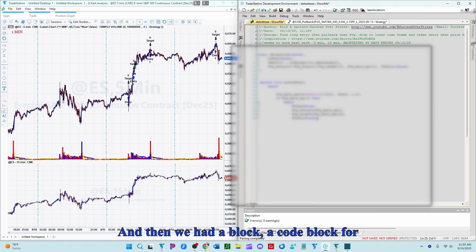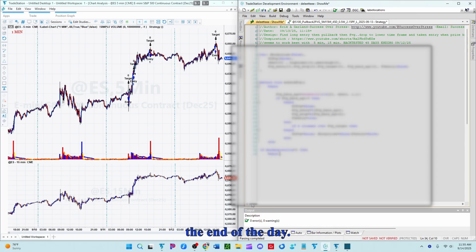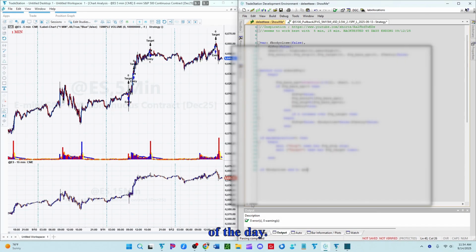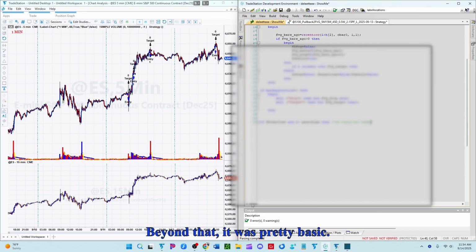And then we had a code block to monitor the market position. So if we were in a position, we were looking for our exits, and we did exit at the end of the day. So we were only looking for entries during the market day, and we would exit any position at the end of the day. Beyond that, it was pretty basic.